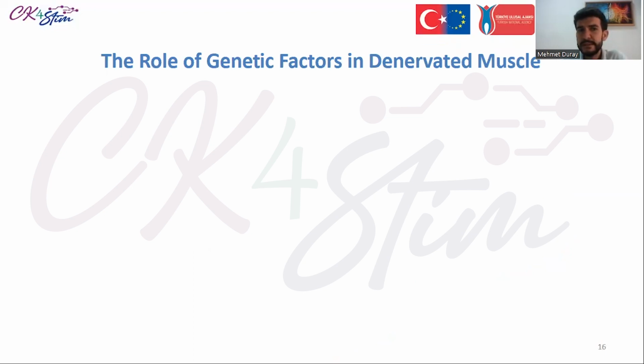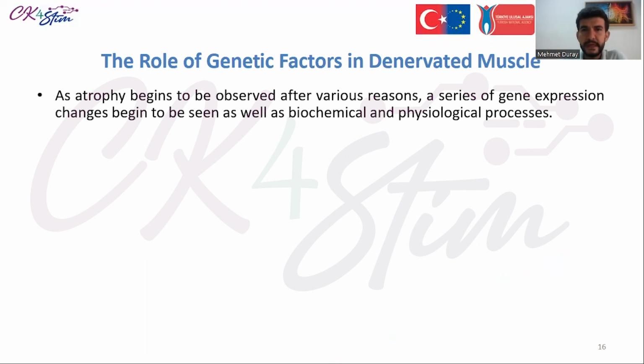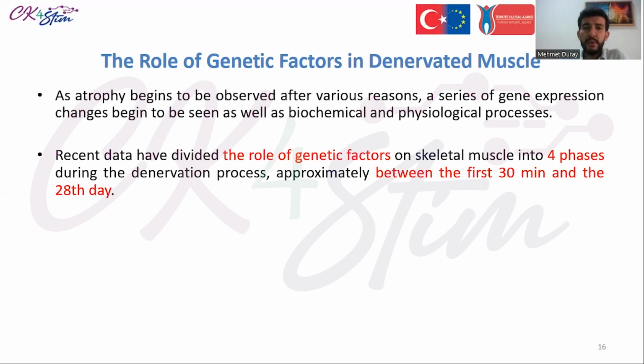In the degeneration process, some genetic factors are responsible. Some gene expression changes are seen, and this change begins to be seen as well as biochemical and physiological processes. The role of genetic factors can be divided into 4 phases, and this process starts in the first 30 minutes and lasts 28 days of the degeneration.